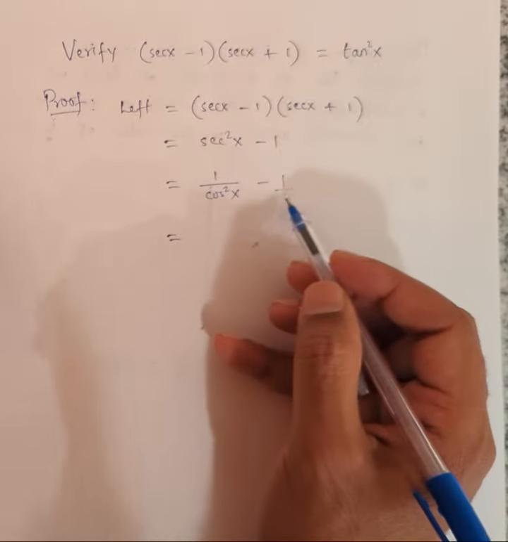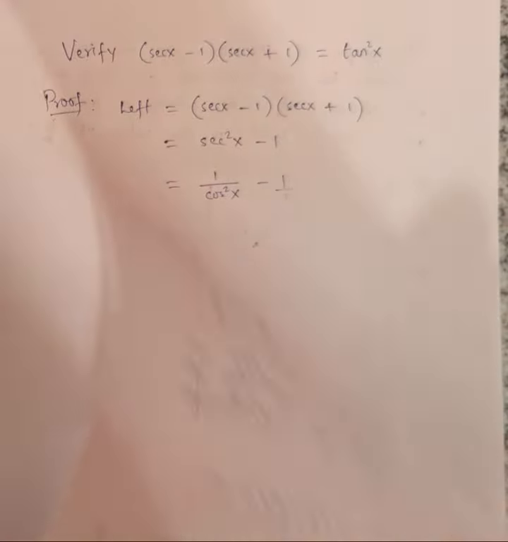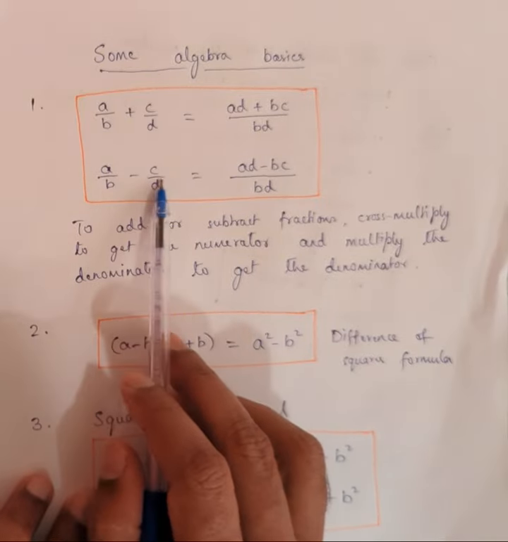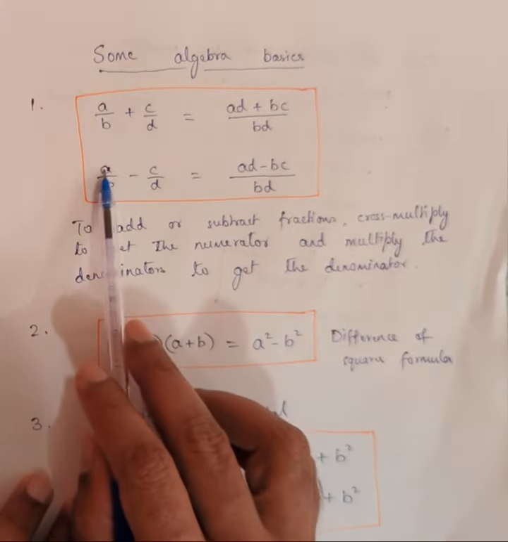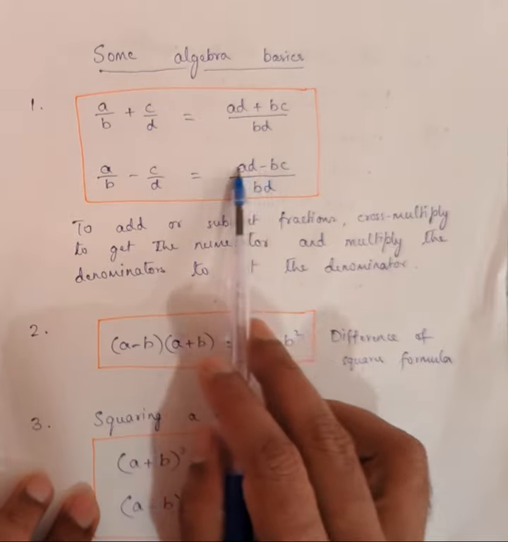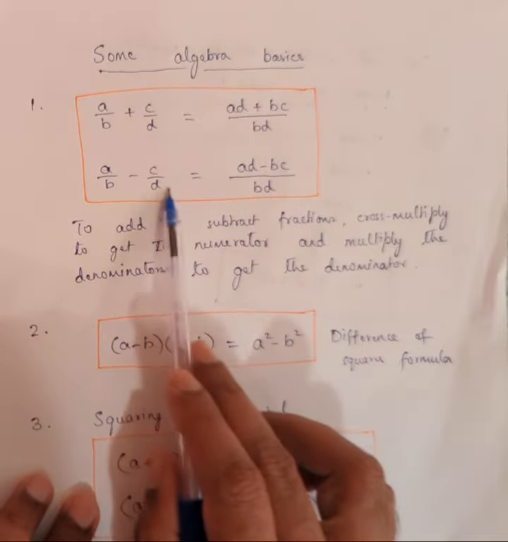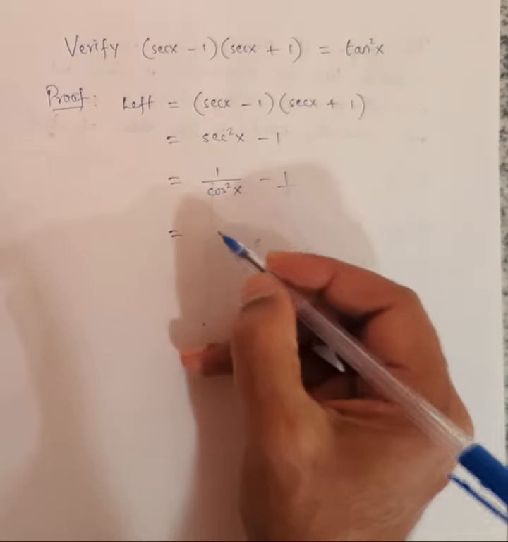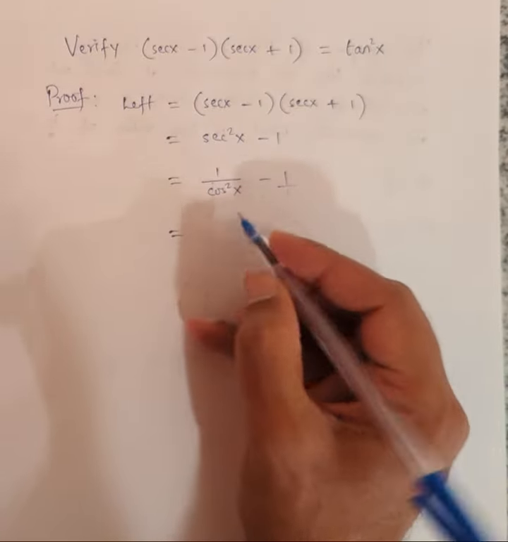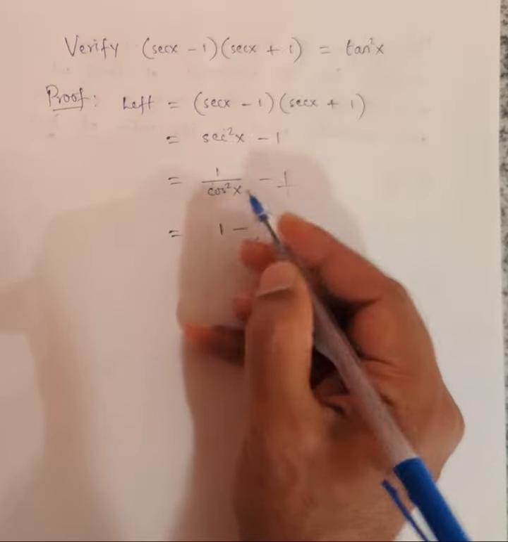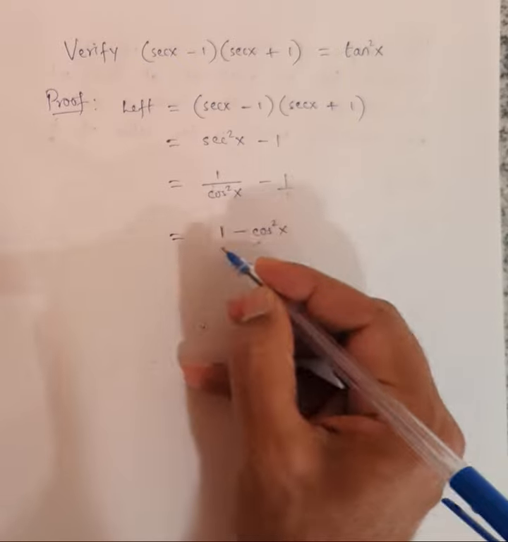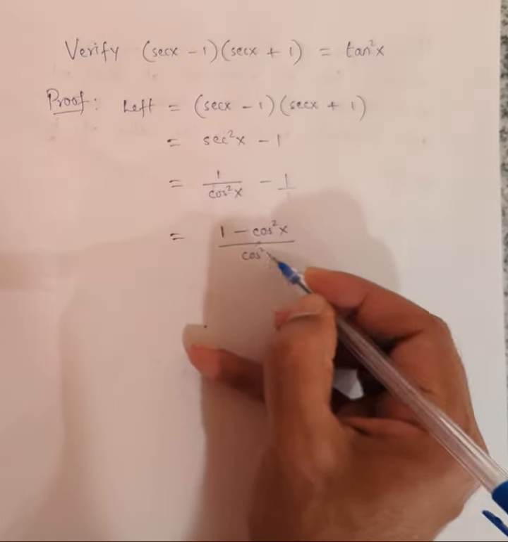And how do you subtract two fractions? So I want to remind you about a fast way to subtract two fractions. You can cross multiply AD minus BC to get the numerator, and you multiply the denominators to get the denominator. So it's going to be 1 times 1, which is 1, minus cos square x times 1, which is cos square x, divided by cos square x.